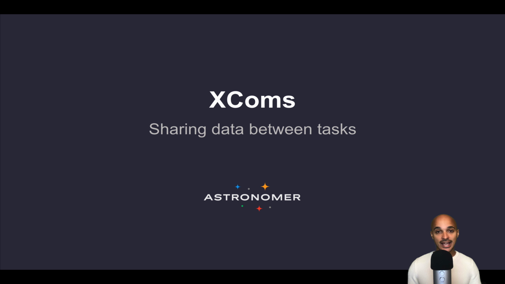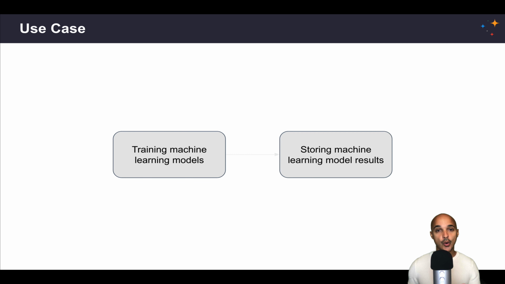In order to explain the XComs, we are going to start with a very simple use case. Let's imagine that you have the following data pipeline with only two tasks. In the first task, training machine learning models, you train machine learning models, and for each machine learning model, we have an identifier. This identifier allows us to know which machine learning model produces which output.